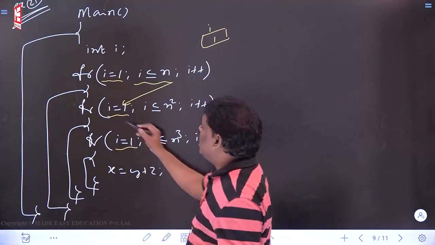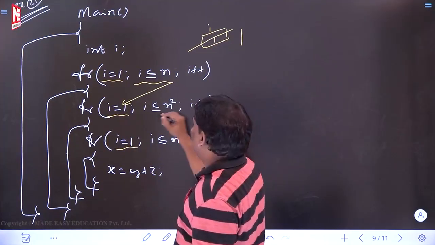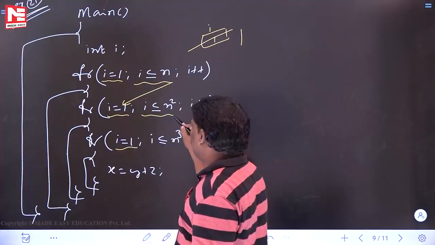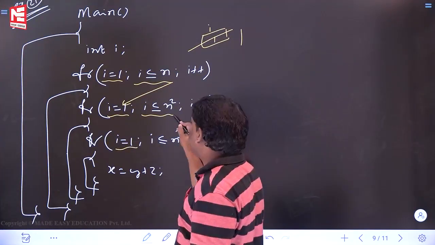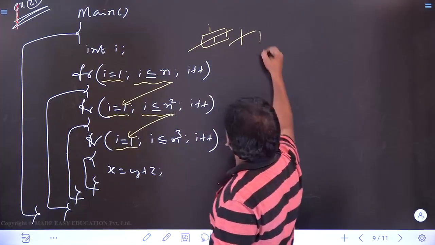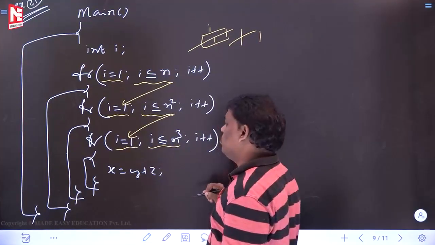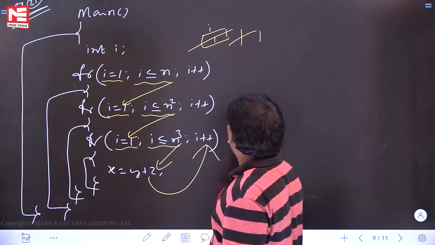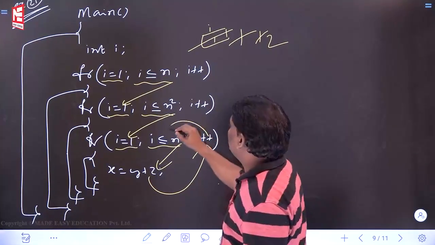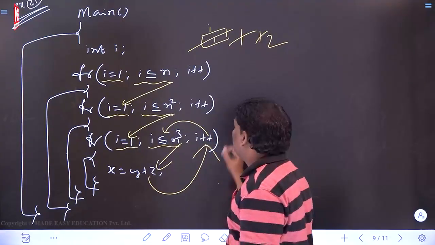Once again, I is equal to 1, the same I. 1 less than or equal to n square, true. For this true, you have to execute the statement, and this statement is a loop, so you execute from here. Again, I is equal to 1. 1 less than or equal to n cube, true. Execute the statement, afterwards increment, so the I value becomes 2. 2 less than or equal to n cube, true. This will continue.